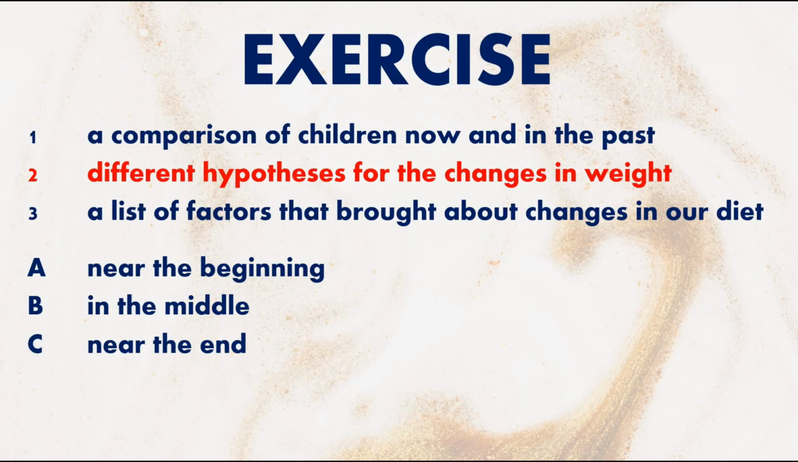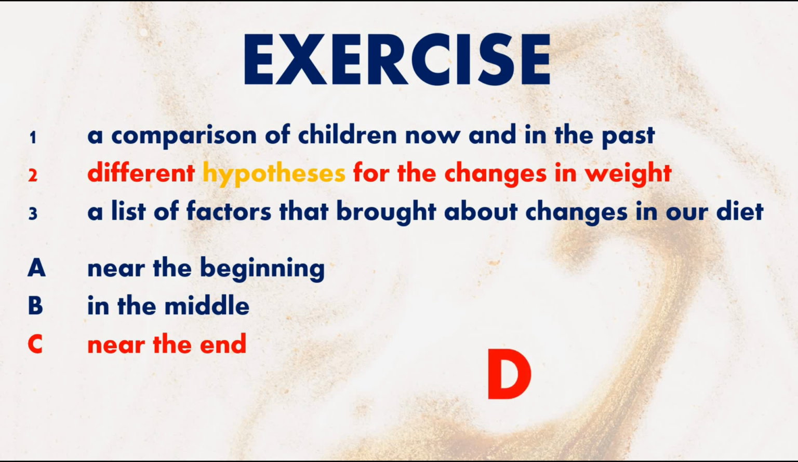Next, number 2, we have different hypotheses for the changes in weight. Is it near the beginning, in the middle, or near the end of the passage? Again, highlight some keywords by encircling or underlining these words. For the purpose of this tutorial, I'm going to highlight my keyword in yellow. So we have hypothesis. If you answered letter C, near the end of the passage, then you are correct. And this specific paragraph is paragraph D.